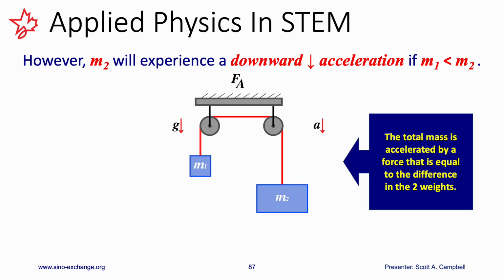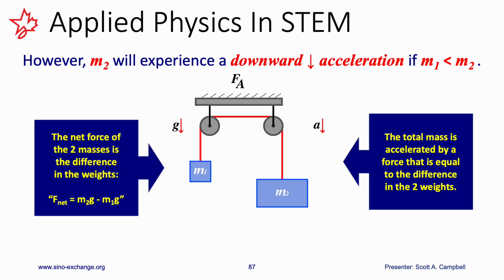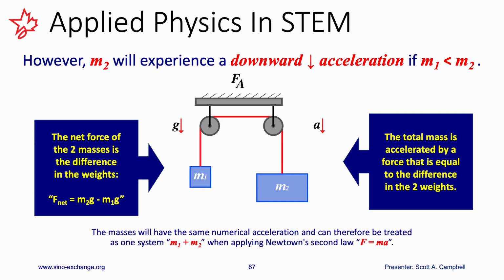In this example, the total mass is accelerated by a force that is equal to the difference in the 2 masses. Therefore, the net force of the 2 masses is the difference between the 2 weights. However, the 2 masses will have the same numerical acceleration and therefore can be treated as one system when applying Newton's second law. And that brings us back to the equation force equals mass times acceleration.